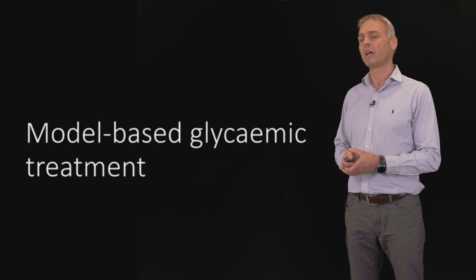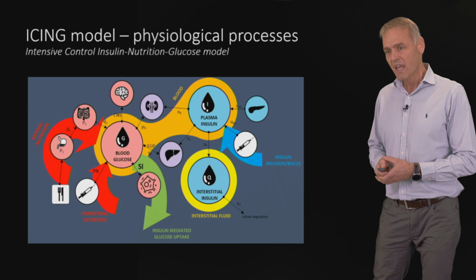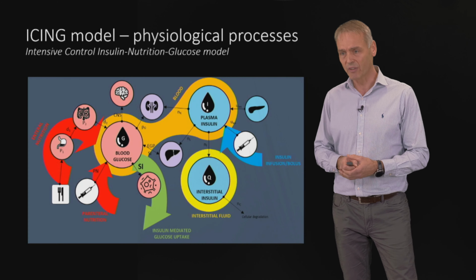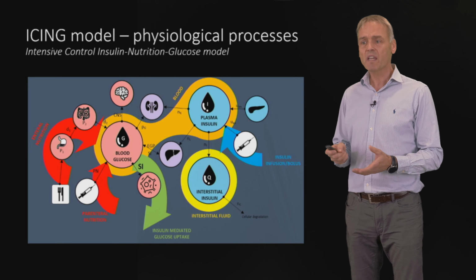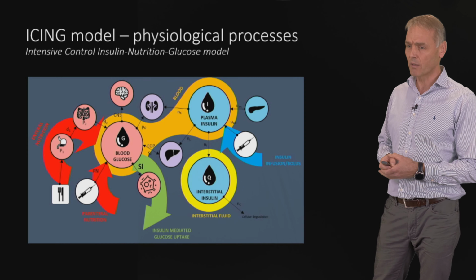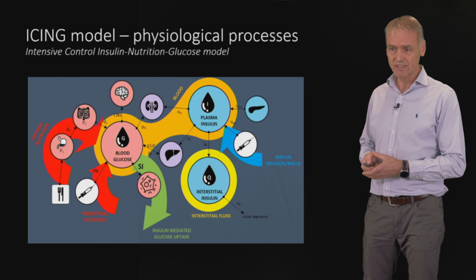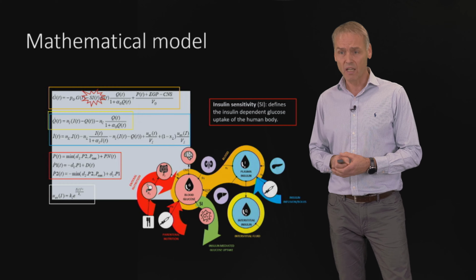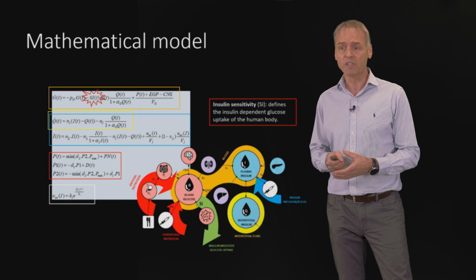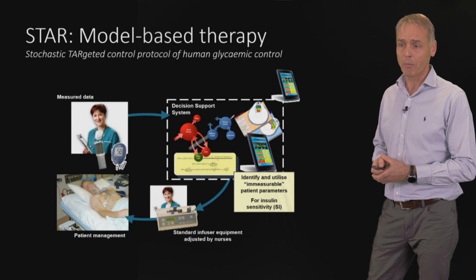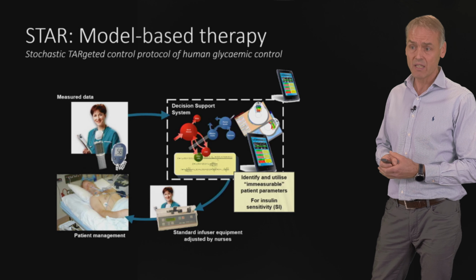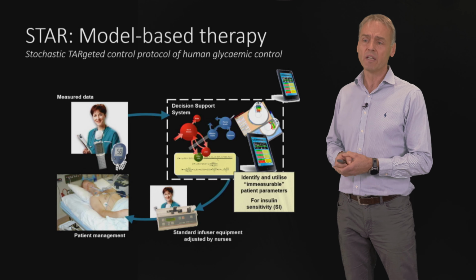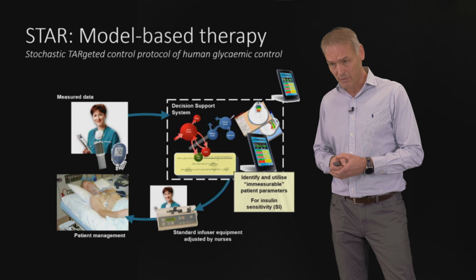Let me give an example: the model-based glycemic treatment. In this case, the physiological process is the metabolic system of the human body. We can develop a compartment model to describe such a system. And for describing this system, we use a differential equation, which we can implement even in a tablet application, as we did in the STAR application.